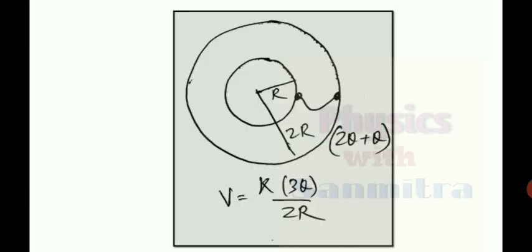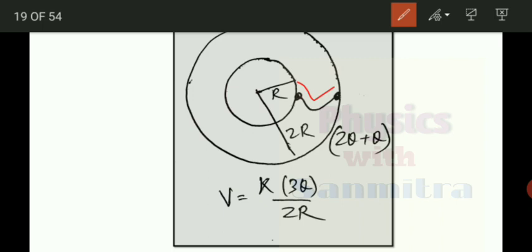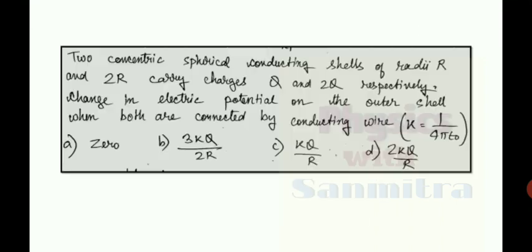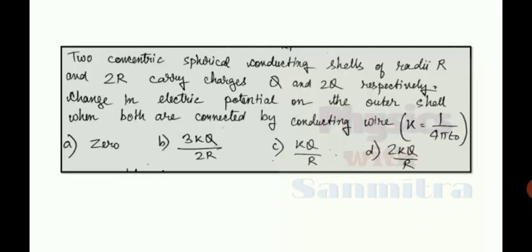Okay, now I have connected these, and the q charge which was here has moved out to the outside and it has become 2q plus q. So now the net charge on the outer surface is 3q. Let's see what we were asked to find: the potential on the outer shell. The potential on the outer shell will be k into 3q by this radius, that is 2r, so k 3q by 2r. So my correct option is 3kq by 2r, that is option B.